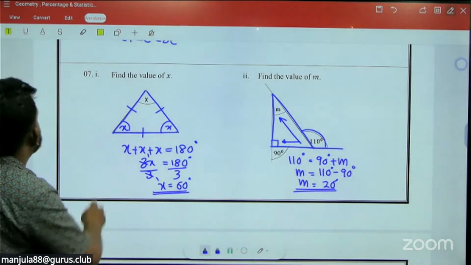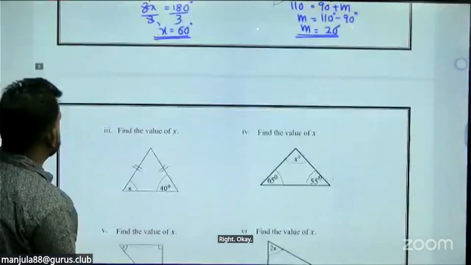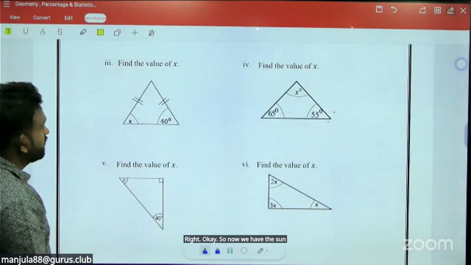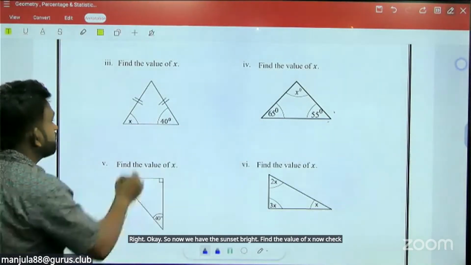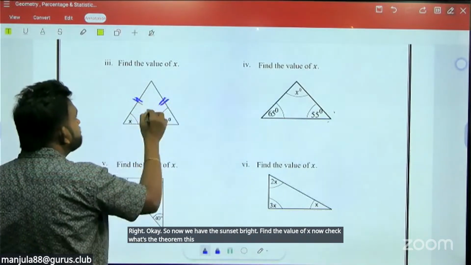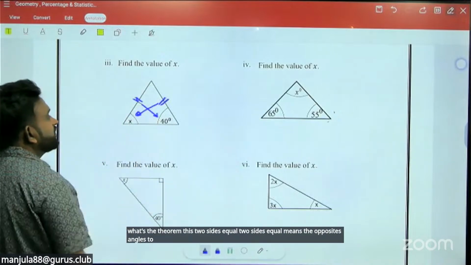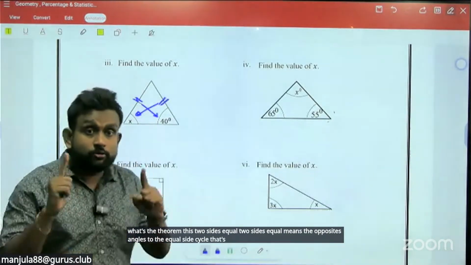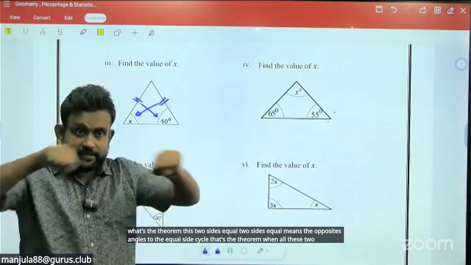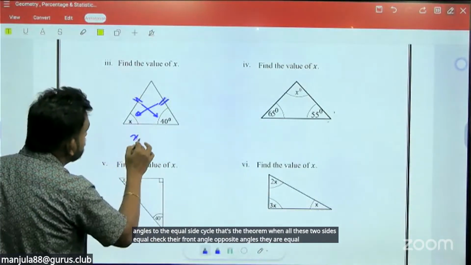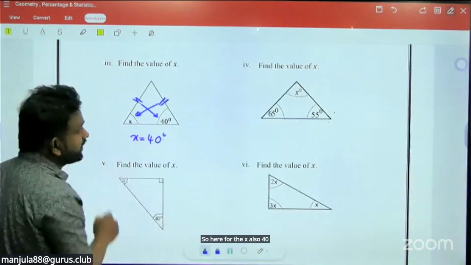Right, okay. So now we have this answer, right? Find the value of x. Now check what the theorem is. These two sides are equal, which means the angles opposite to the equal sides are equal. That's the theorem. Whenever two sides are equal, check their opposite angles, they are equal. So here 40, x also 40 degrees.